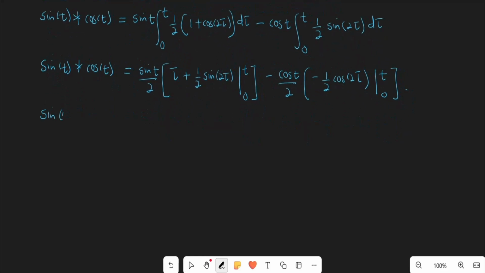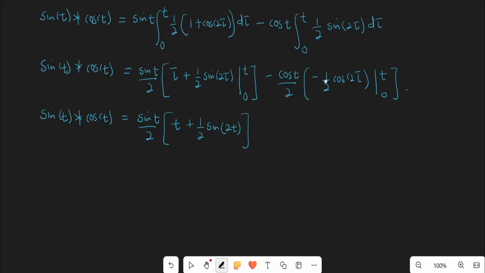So the sine of t convoluted with the cosine of t, this is equal to, now we have to replace the taus with the t's. So this one is sine of t over 2, and then what is this? Replace tau with t. This is going to be t plus 1/2 sine of 2 tau. This one is now going to be 2t. This is the upper limit minus the lower limit. Lower limit, if you plug it here, this is 0. 0 for this one is 0, and sine of 0 is 0. So I'm not going to write that. We are done with this.